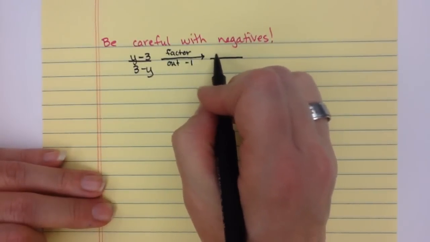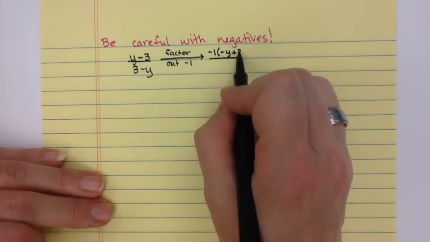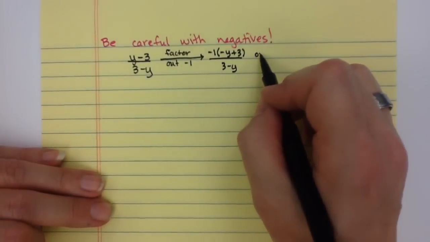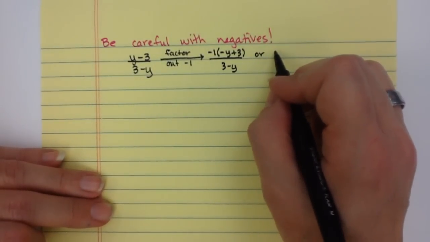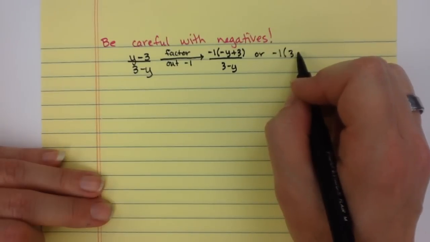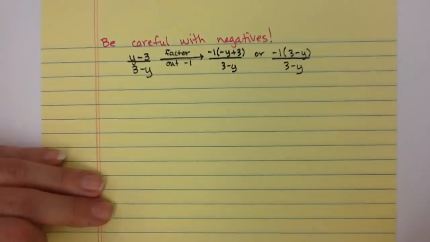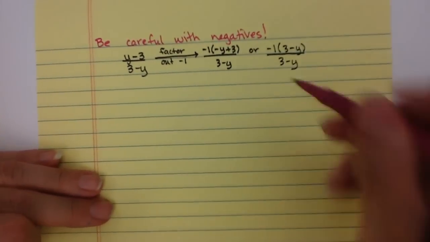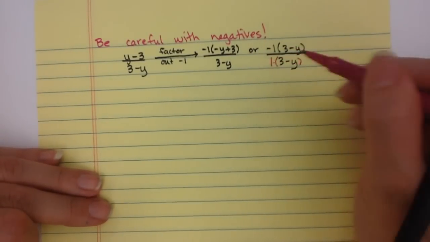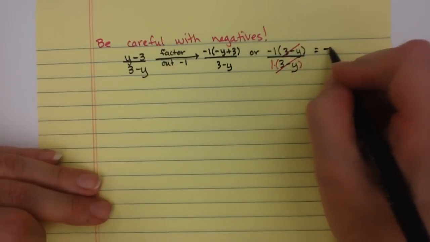So if I take out a negative 1 in the numerator, that will leave me with negative y plus 3, and it's over 3 minus y. Well, remember the commutative property of addition says that I can rewrite that as negative 1 times 3 plus negative y, or 3 minus y, over 3 minus y. Well, now I have a matching pair. I have negative 1 times 3 minus y over really 1 times 3 minus y. So 3 minus y's cancel, and I'm just going to be left with negative 1.